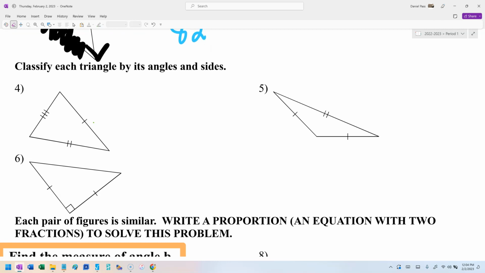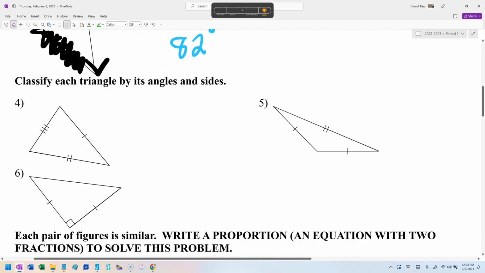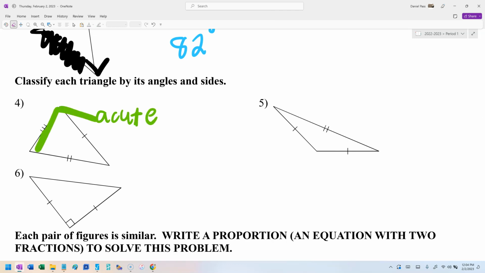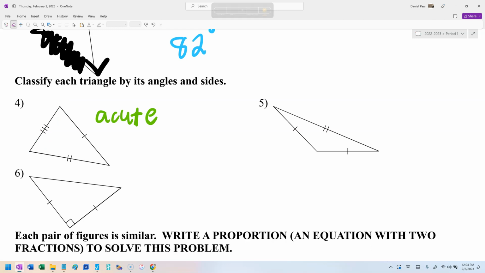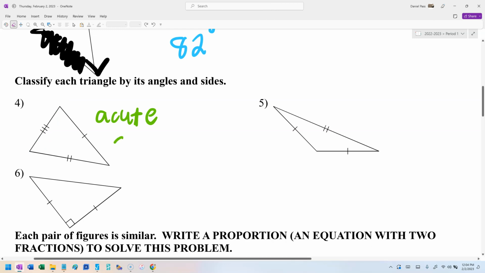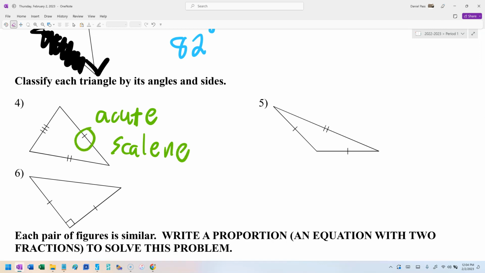So it's classify each triangle by its angles and sides. So the angle is an acute angle. Yeah, all three of them are acute. See, if you look at this, it's even less than a right angle. That's the biggest one, right? And the sides is a scalene because they're all three different. Excellent. And how can you tell they're all different? Because we got 1, 2, 3. They're marked.